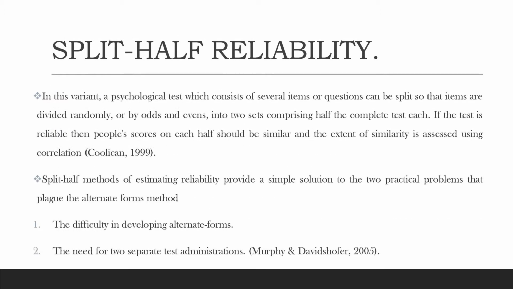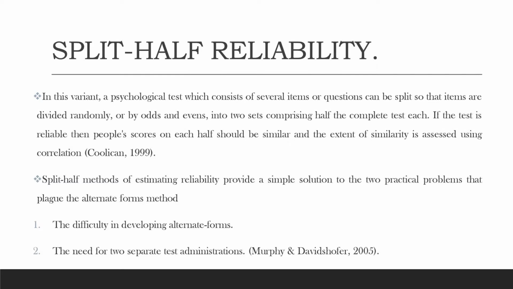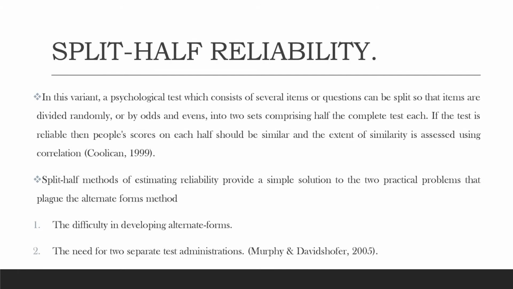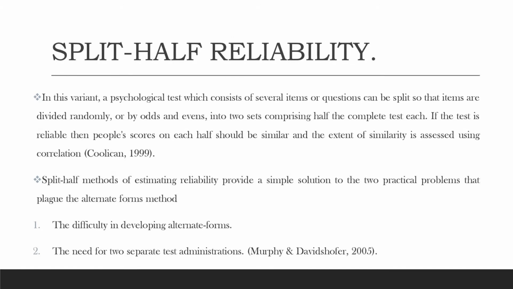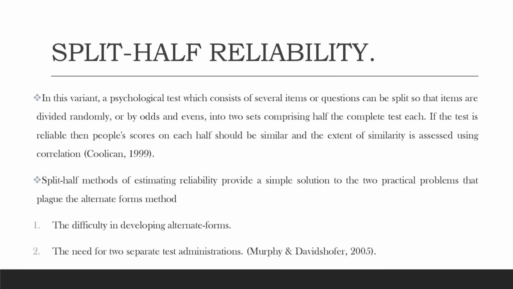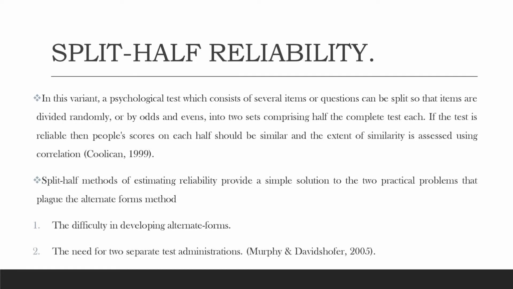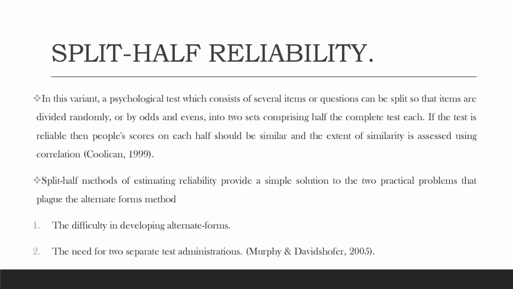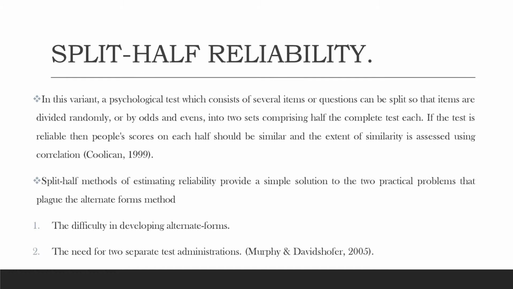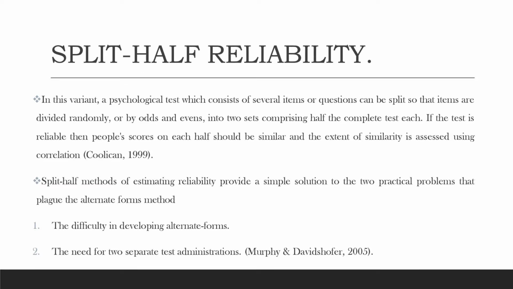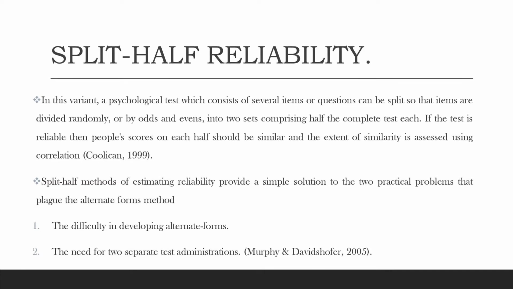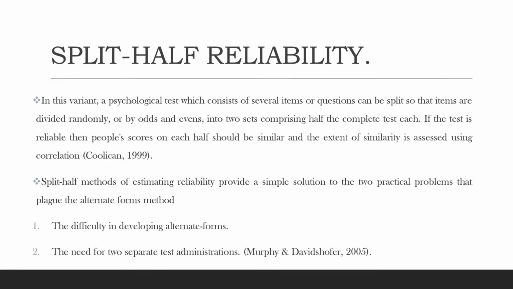Now, we can talk about split half reliability. In this variant, a psychological test which consists of several items or questions can be split so that items are divided randomly or by odds and evens into 2 sets comprising half the complete test each. If the test is reliable, then people's scores on each half should be similar and the extent of similarity is assessed using correlation. The split half method of estimating reliability provides a simple solution to the 2 practical problems that plague the alternate form method.